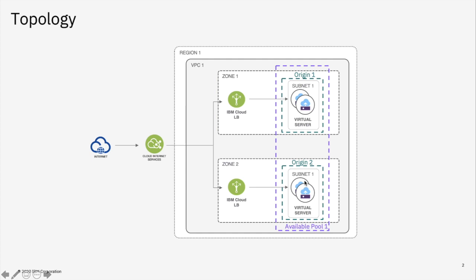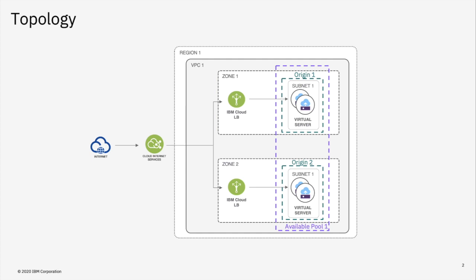Now, to distribute incoming requests between the two zones, we'll deploy what we call Cloud Internet Services. CIS, for short, provides many different types of functionalities and features. In this case, what we'll be using is the Global Load Balancer. The Global Load Balancer allows us to create an origin pool, or what we call an available pool, and then within the available pool, we have different origins.